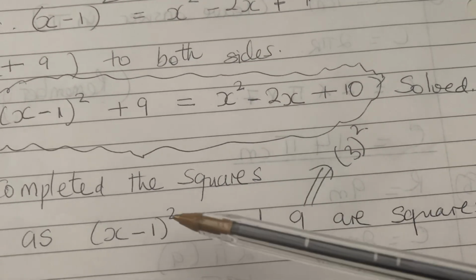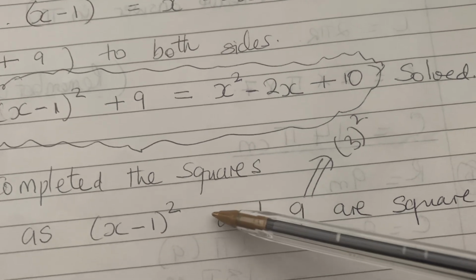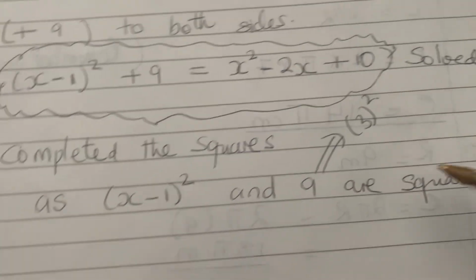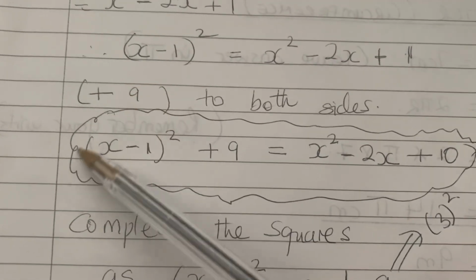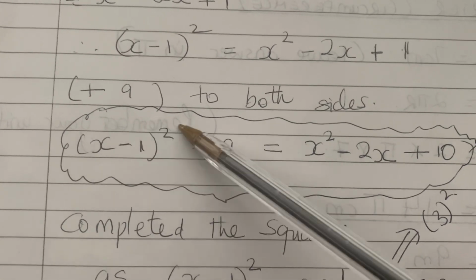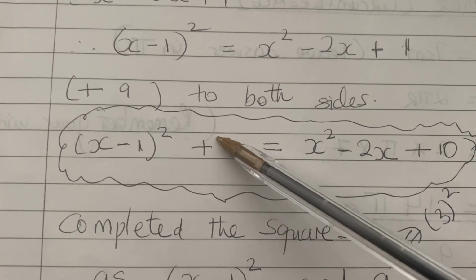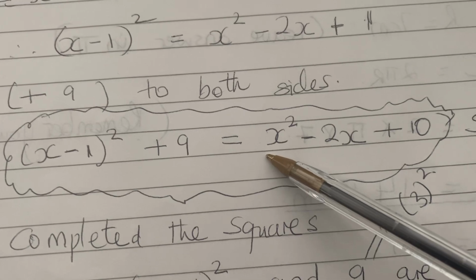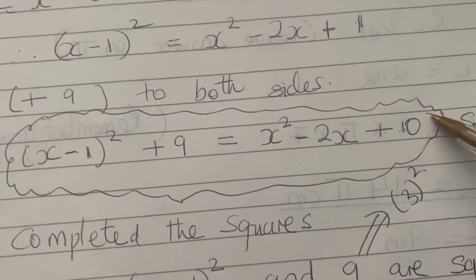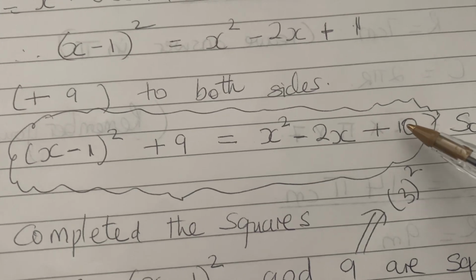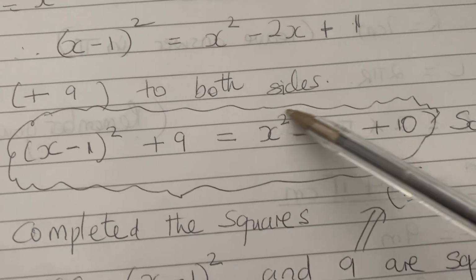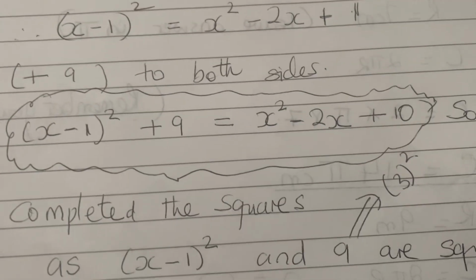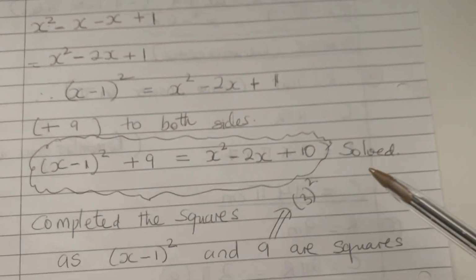So if you look at this, (x minus 1) all squared and 9 are squares there. So I've completed the square. This is all squared, and 9 is 3 squared. So I've completed it. But here, they didn't ask me; they gave me what I should show. So I have manipulated my completing of the squares to show what the question is asking me to show. Okay, I hope you understand.